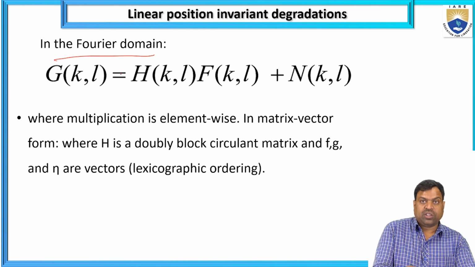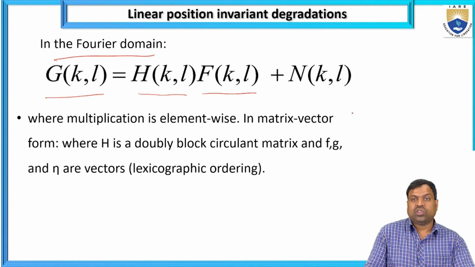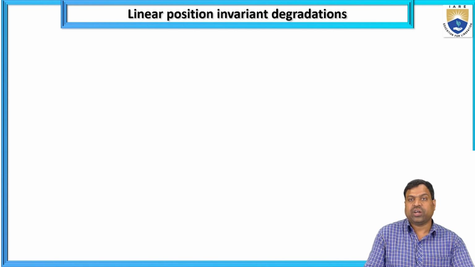In the Fourier domain, G of k, l equals H of k, l times F of k, l plus N of k, l. The multiplication is element wise. In matrix vector form, H is a block circulant matrix and f, g and nu are vectors, in lexicographic ordering. So g of x, y equals h of x, y times f of x, y plus nu of x, y, and the Fourier function is G of k, l equals H of k, l times F of k, l plus N of k, l. These are the linear position invariant degradation functions.